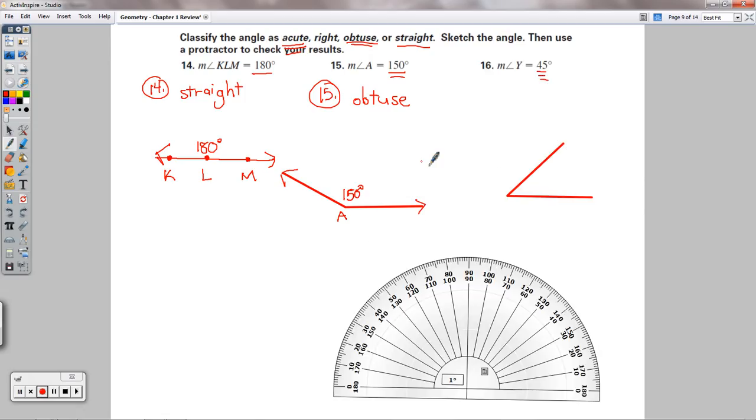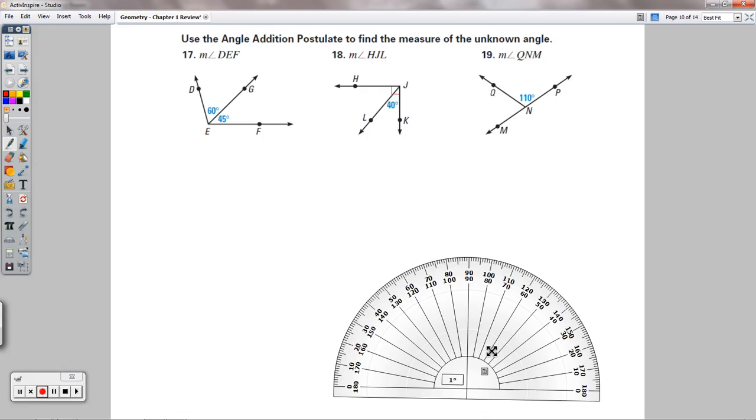So this is the measure of angle y, so I need to put a y there. I'll put some arrows showing that it goes on forever, and this would be 45 degrees right there. We didn't answer the question yet. This is acute, so I think I verbally said that, but I didn't write it down. So straight, obtuse, and acute for those ones. So let's check out the next batch. And we don't need a protractor for this, so farewell protractor here.